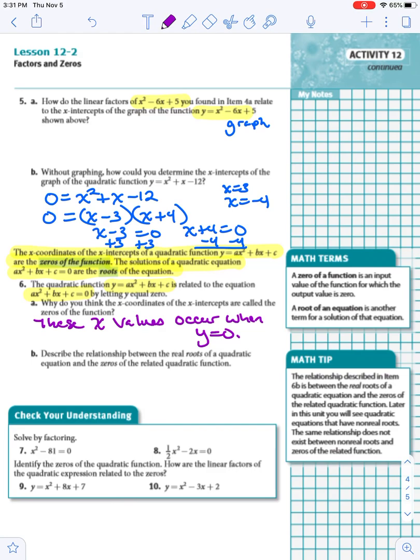The real roots of an equation are the zeros of a quadratic. The roots of the equation are what we call the zeros of the quadratic.